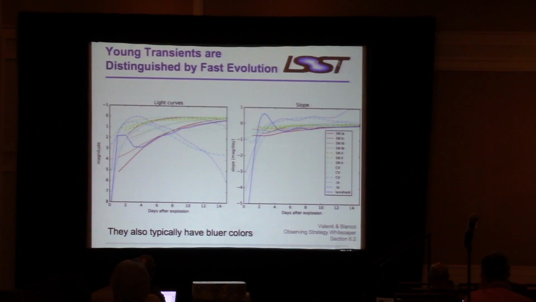Many of these explosive transients evolve quickly when they're young. So on the left are light curves of a representative sample of real supernovae, cataclysmic variables, as well as some theoretically predicted events. And you can see that they rise very quickly in their early lifetime. And on the right, there's a plot of the slope in magnitudes per day versus time. So you can use the rise time and the evolution to distinguish young events from old events. And also they tend to be bluer in color.